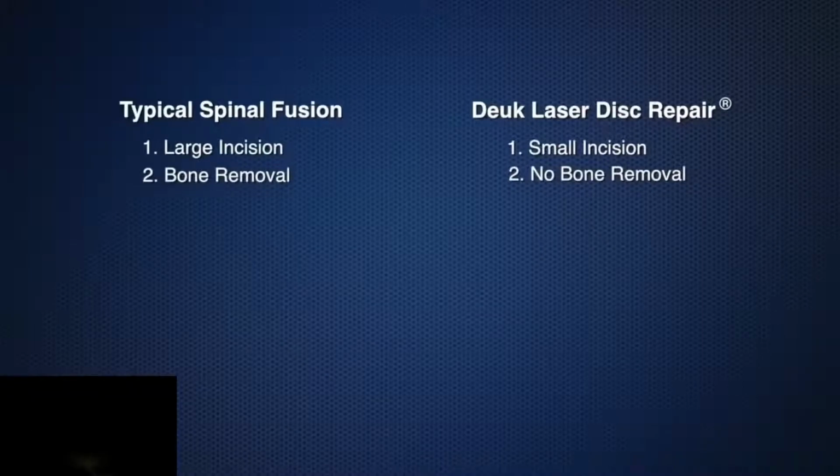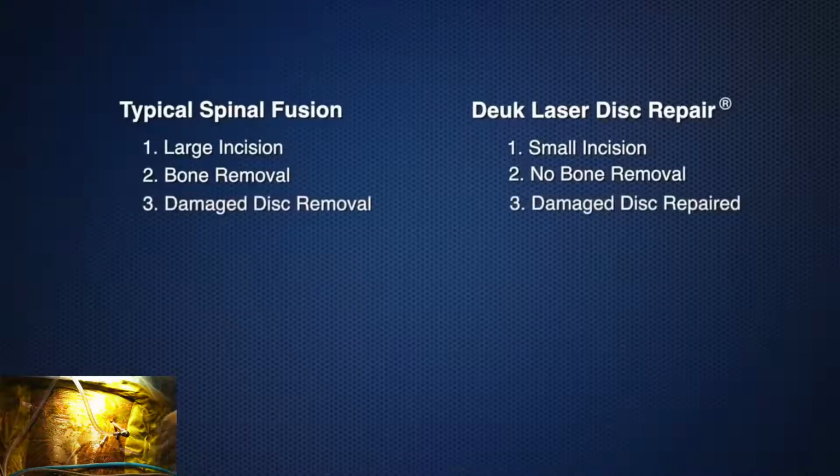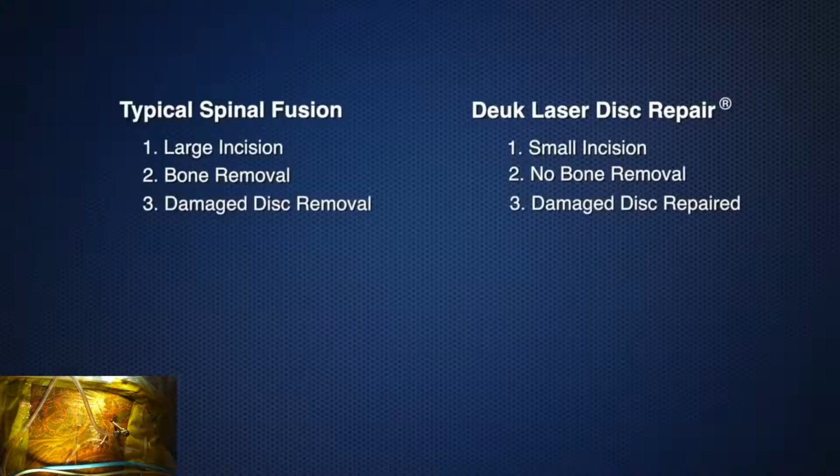With the Deuk laser disc repair, no bone is removed. Each disc is accessed through a natural opening in the spine. The entire disc is completely removed in a spinal fusion, even though only 5% may be damaged. The Deuk laser disc repair leaves the normal parts of the disc in place and removes only the painful annular tear on the damaged disc.